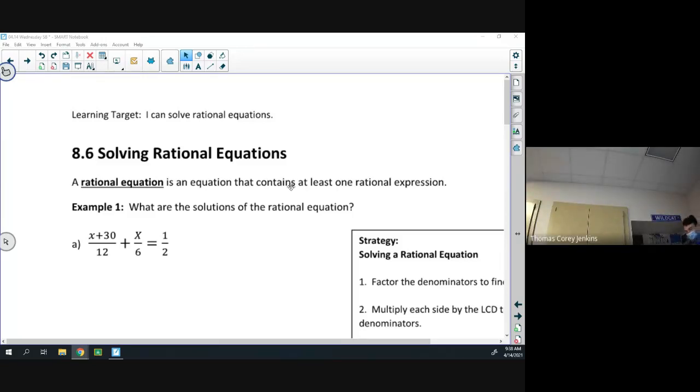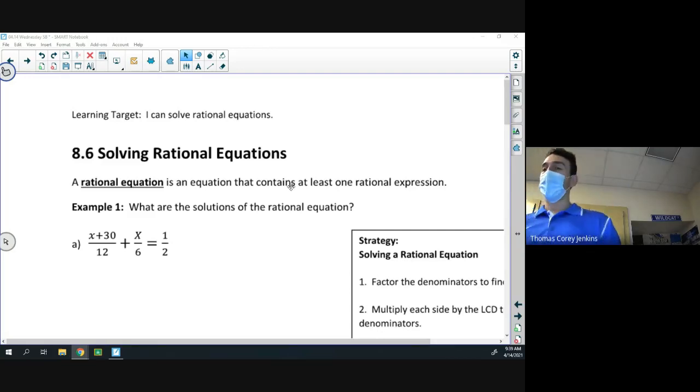All right, gang. So we're going to do 8-6 today, which is over rational equations. Our learning target is that I can solve rational equations, and so you'll see ones that look physically similar to our examples, but kind of a mixed bag on our strategy.